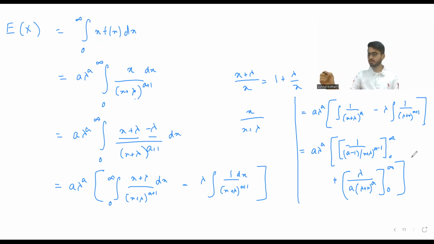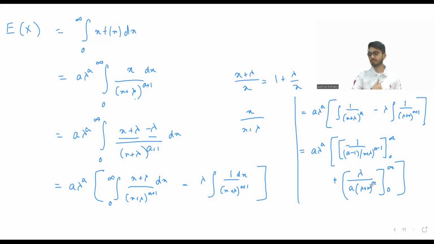I'll give you time to copy, just take a look right now. We got it in this form. This is directly of integrable nature. Integration of this comes out to be minus 1 by alpha minus 1 x plus lambda to the power alpha minus 1, and integration of this 1 by lambda plus x to the power alpha plus 1. A minus sign will be coming out, that will get cancelled out over here. Lambda by alpha into lambda plus x whole to the power alpha.